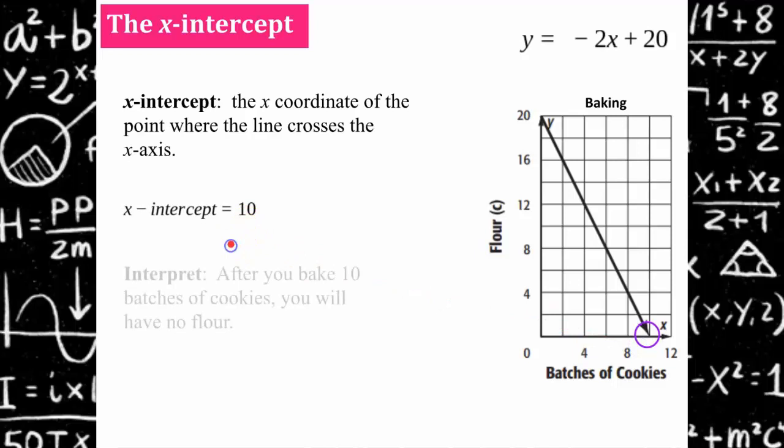If I interpret that, what it means is after I bake 10 batches of cookies, I will have no flour remaining. So this point would be (10, 0): 10 batches of cookies, 0 cups of flour.